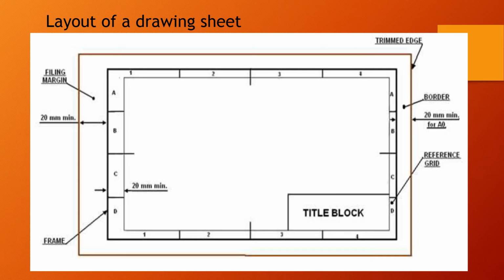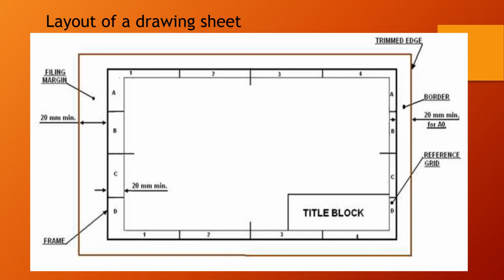Layout of a drawing sheet. That is the first borderline, that is the trimmed edge. It means you can remove these lines when you finish your drawing. Okay, that is the border and that is the trimmed edge line, 20 millimeters for A4 size paper.